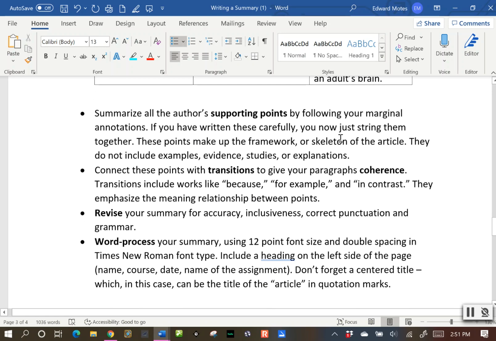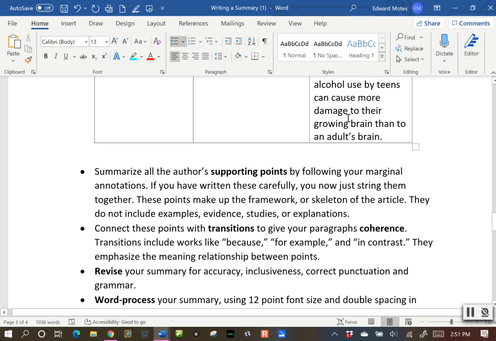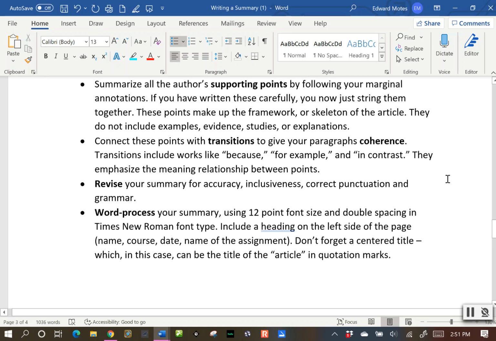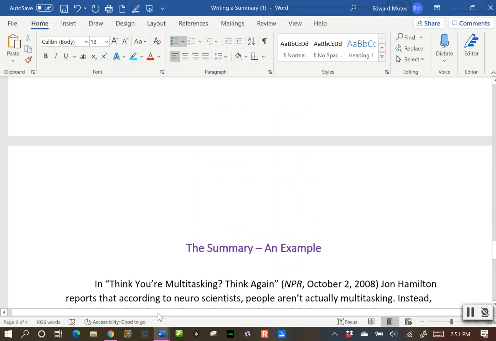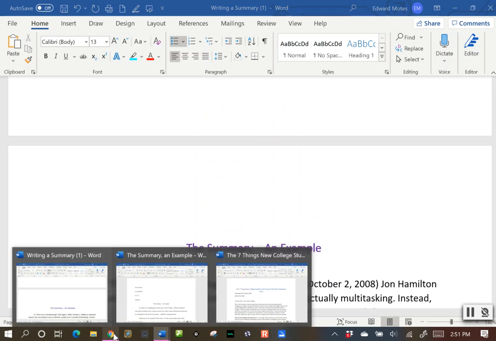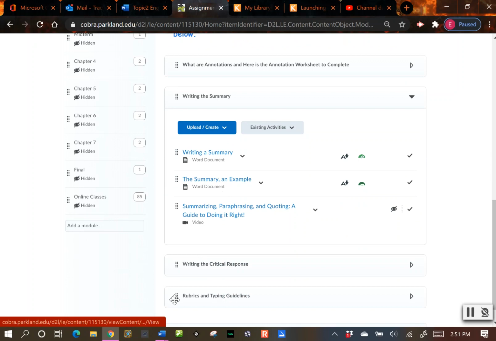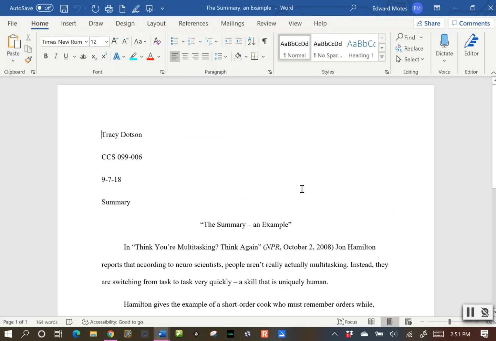And then in your second paragraph, you're going to talk about the supporting details, how it supports the opinion, the thesis. You're going to revise, and then you're going to type this thing up. So here's an example here, but I've actually got this other example. You can get it on Cobra. It's right here. So you can see what it looks like in a Word document. You'll have your name, the class, date, and then make sure you tell me, is it a summary or a critical response? You don't have to put a title here.